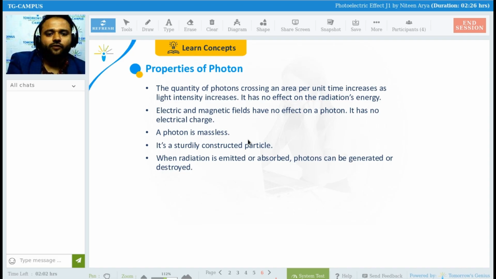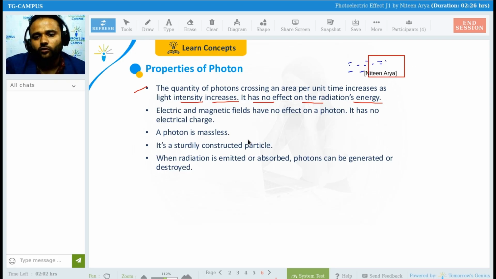Moving ahead, as the quantity of photons crossing a unit area per unit time increases, light intensity increases. It has no effect on the radiation's energy. What does it mean? Suppose this is your particular unit area. On this unit area, if 100 photons hit, that particular thing is known as the intensity or the radiation pressure on this unit area. Is this clear? So the more intensity, the more photons strike a unit area, and that is represented as intensity.